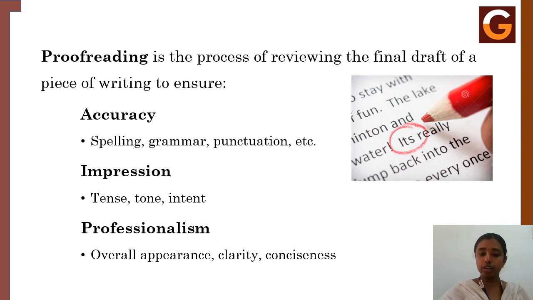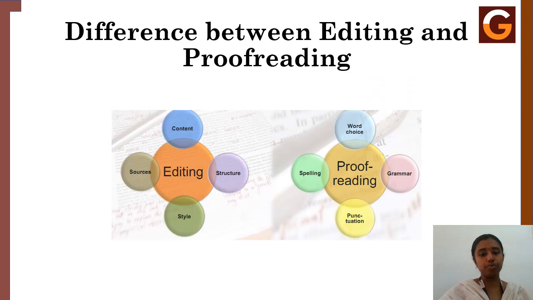So when it comes to accuracy, we take into account spelling, grammar, and punctuation. And when it comes to impression, tense, tone, and intent are to be taken into account. And when it comes to professionalism, the overall appearance and clarity: has the work got a professional look overall? So these are the things that we look into in the process of proofreading.